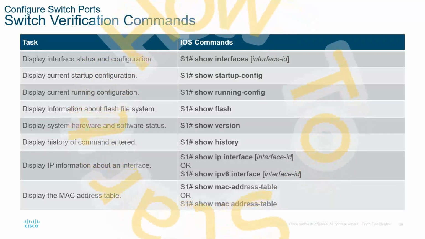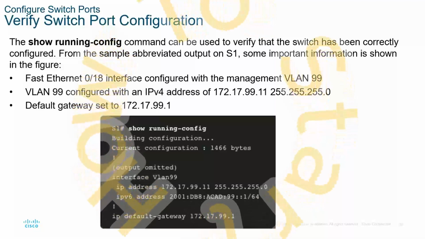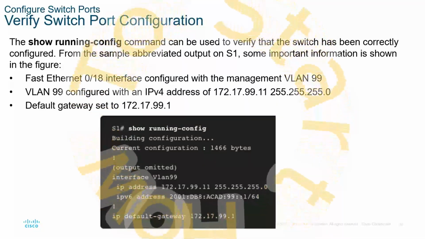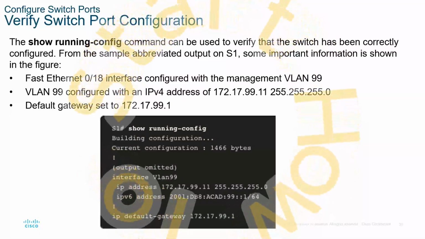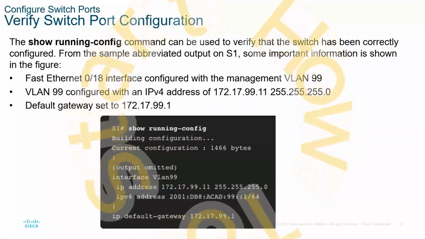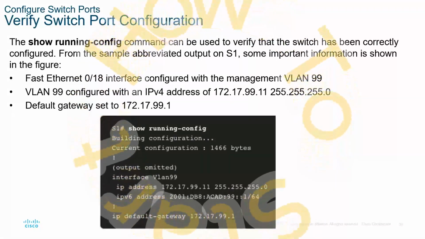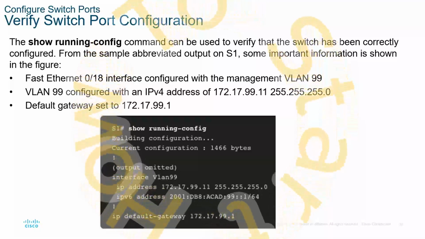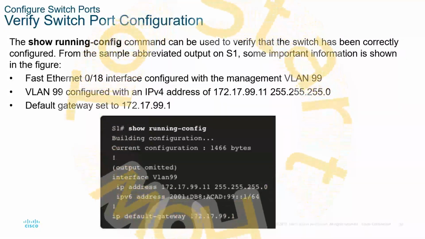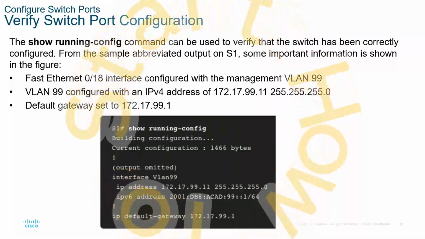Next, let's talk about verifying switch port configuration. If we do a show run, we can actually look at the running configuration of the device. Here we're looking at a show run tailored to the VLAN interface and the IP default gateway address. Basically, we're just verifying this piece of information.